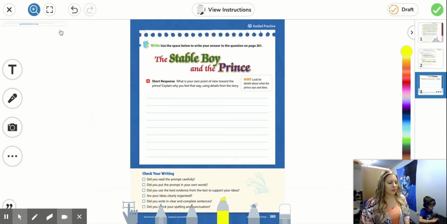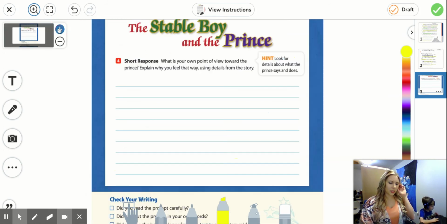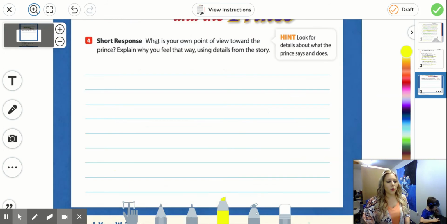Okay, now do that. Our short response question says, what is your own point of view towards the prince? How do you feel about the prince? Explain why you feel this way using details from the story. So here's our hint. Look for details about what the prince says and does. So after reading this story, what's your point of view on the prince?